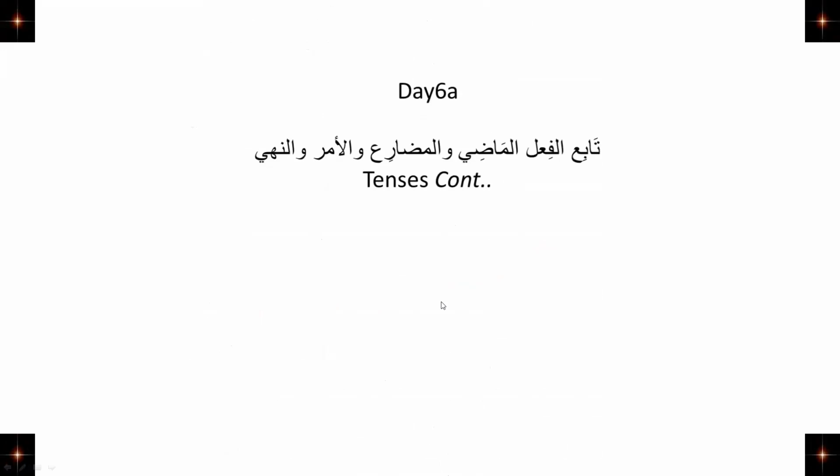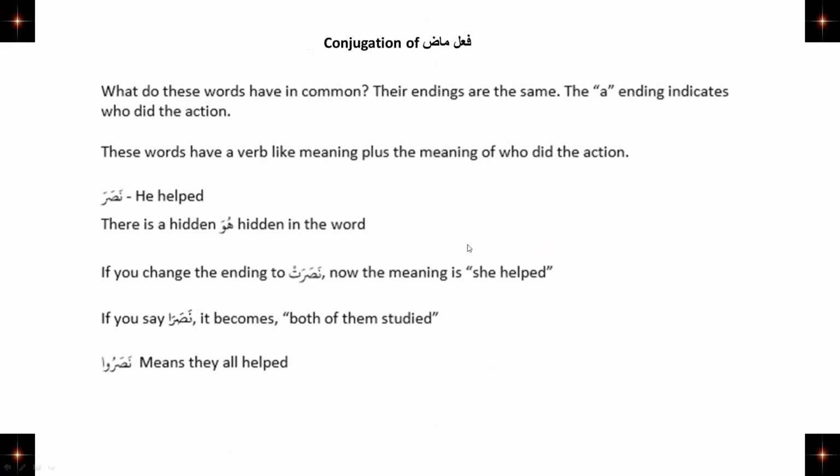We can continue doing that, but let's follow with some conjugation issues that will add to our understanding. Now this one says, what do these words have in common? For instance, their endings are the same. That's for instance, when I say akala, daraba, shariba, zahaba, wada'a.